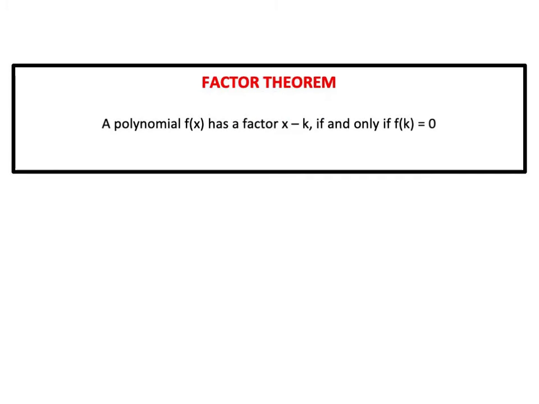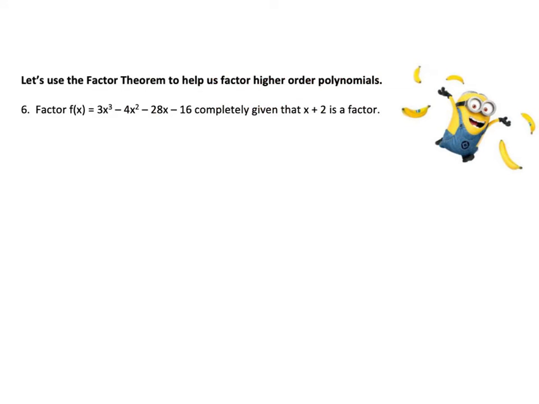And lo and behold, that's a very simple idea, but it's so important that we give it a theorem in math. We state that a polynomial f of x has a factor in the form of x minus k, a linear form, if and only if f of k is equal to 0. So if the remainder is 0, then it is a factor. We are going to use these two theorems now to factor higher order polynomials.